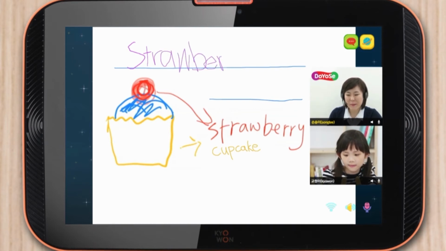So they're reviewing the word of the picture that they just drew.